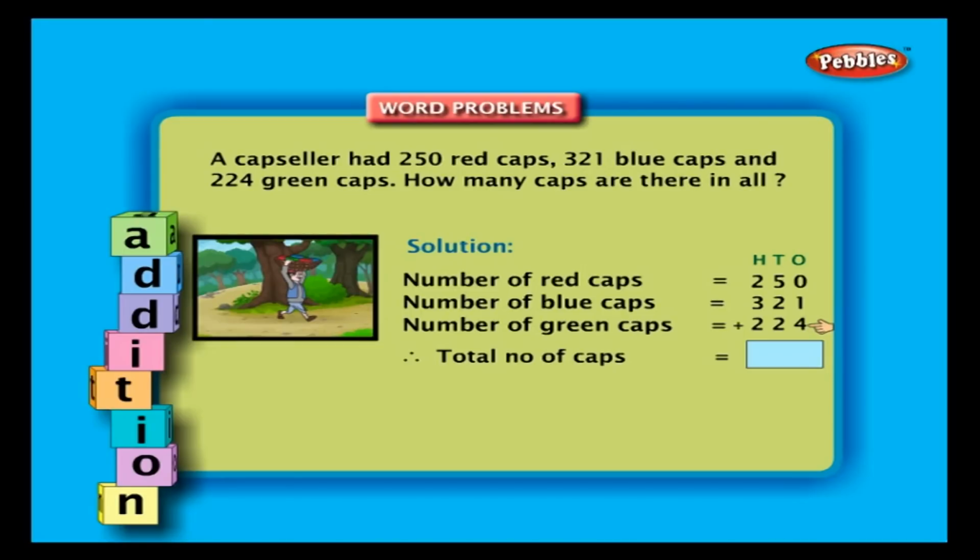Add the ones column. 0 plus 1 plus 4 is equal to 5. Add the tens column. 5 plus 2 plus 2 is equal to 9. Add the hundreds column. 2 plus 3 plus 2 is equal to 7. So, the total number of caps is equal to 795.